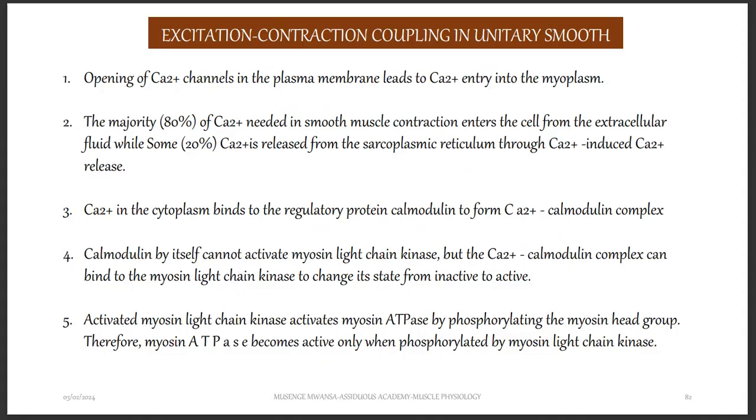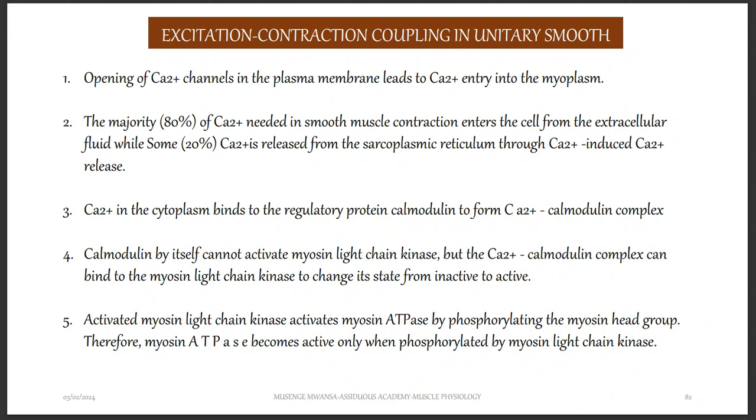Now, the excitation contraction coupling of the unitary smooth muscles. For smooth muscle, what will happen is that first, there's going to be opening of calcium channels in the plasma membrane, and that will lead to calcium entering the inside of the cell. And 80% of the calcium needed in smooth muscle contraction is going to enter the cell from the extracellular fluid, while 20% is going to be released from the sarcoplasmic reticulum as a calcium induced calcium release.